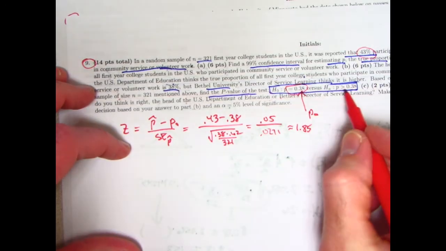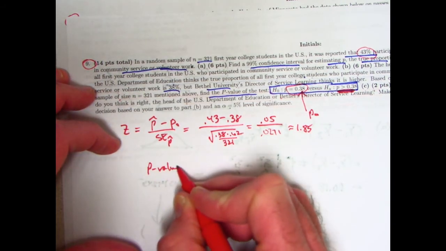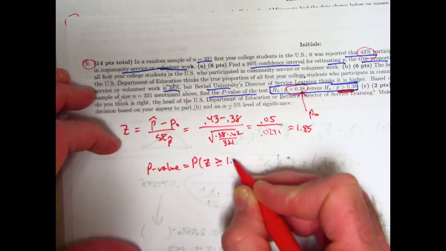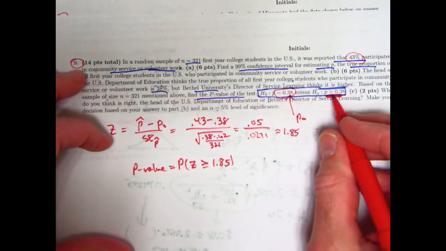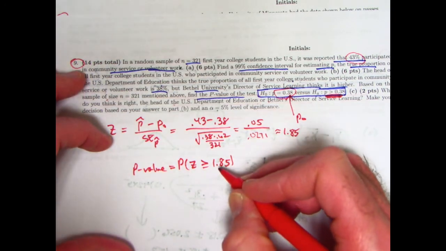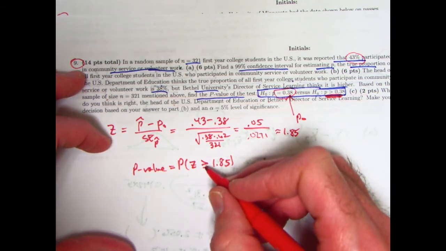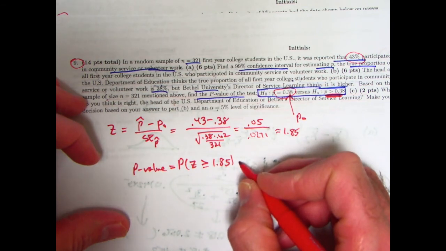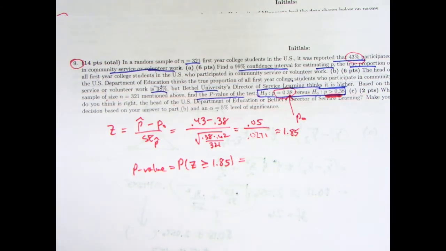This is a right-tailed test, so the p-value is the probability of getting a test statistic that extreme or more extreme when you assume the null is true, which is z greater than or equal to 1.85 because it's a right-tailed test. By the way, it really doesn't matter whether you put a greater than or equal to or a strict greater than here because it's a continuous distribution. So once again, we use the table. I think I'll just use the table this time.